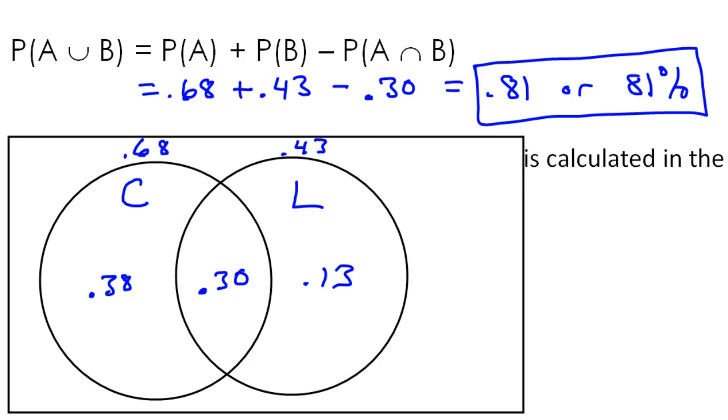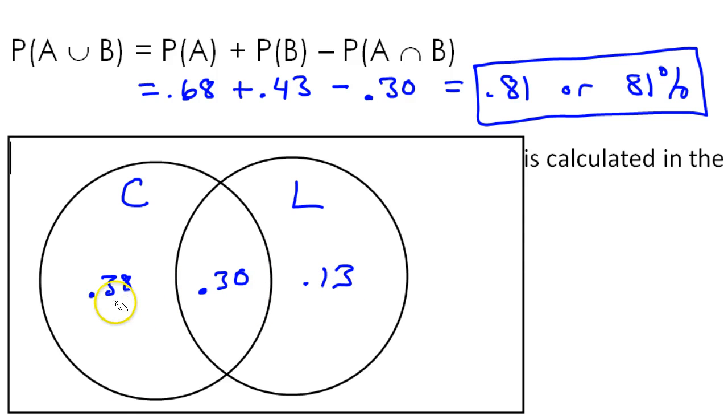So now that we have our Venn diagram set up, if we're supposed to find the probability of liking Coke or lemonade, it's just going to be all of these probabilities added up. We don't need to divide by the total because these are already probabilities. They are already out of 1, or as a percent, they're already out of 100. So all we need to do is add these up.